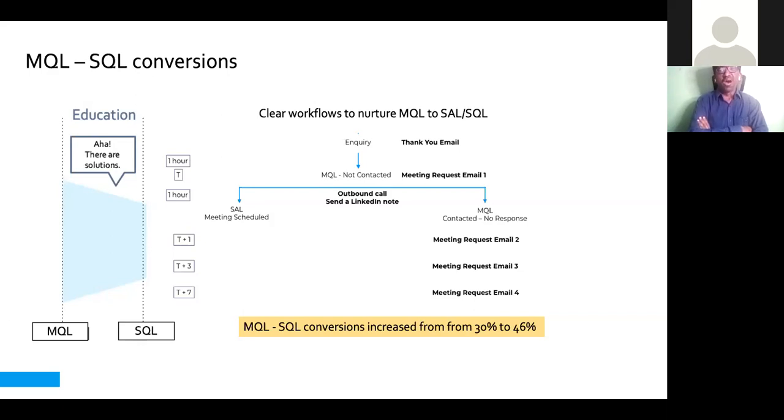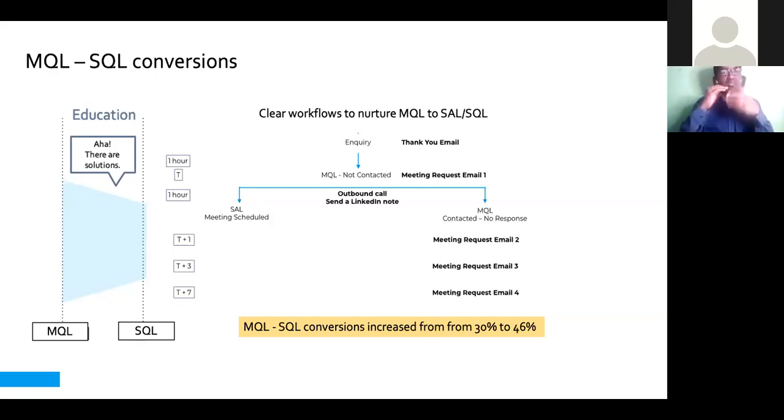Let's say somebody signs up, right? And then what the marketing team does is they qualify the lead. Let's say somebody signed up, they qualify that: okay, this person is good. I will tag it as a marketing qualified lead, or an MQL. Typically what happens after the tagging is somebody would do a call.